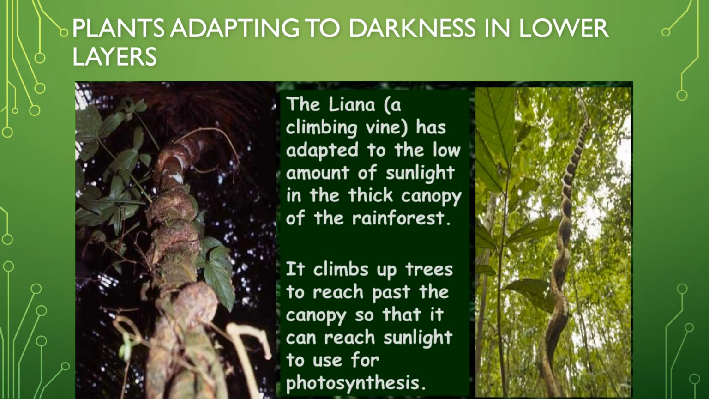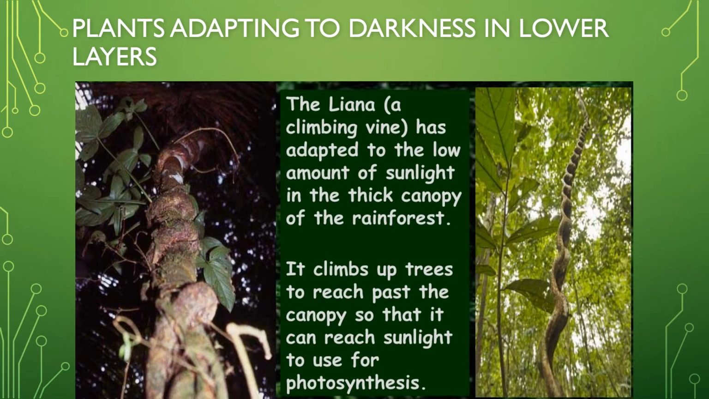Second one, this is about adapting to the need for light. So remember, down below in the forest, look at the picture on the left hand side, it's dark, and it makes it very difficult for plants to grow. So what the liana does, which is effectively a climbing vine, is climb on trees to get high up into the canopy. So most of the leaves of the liana will be up in the canopy.